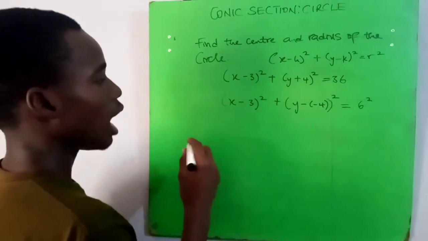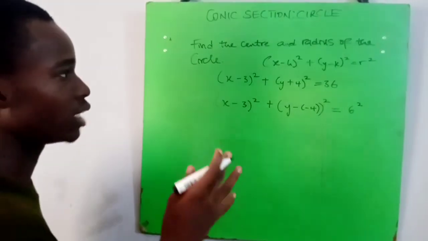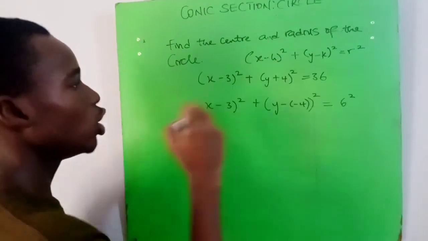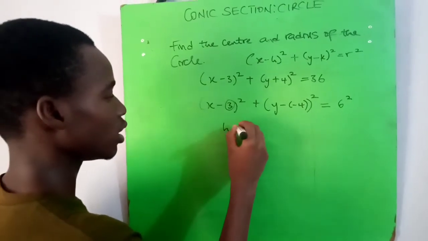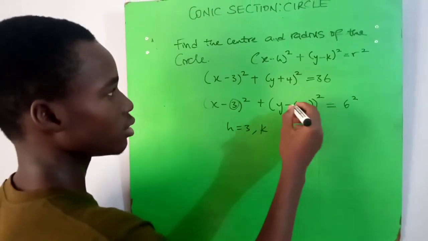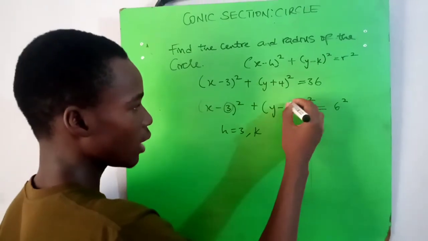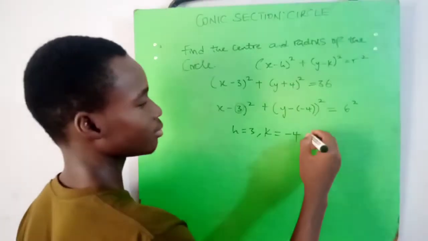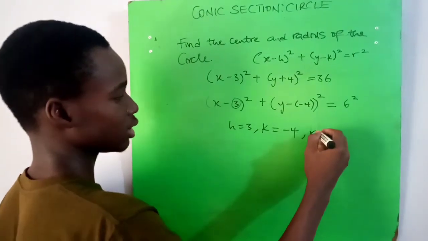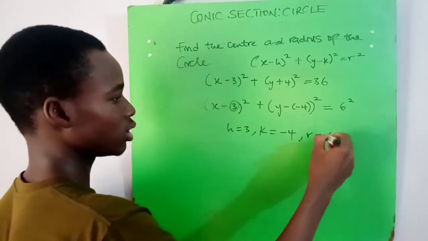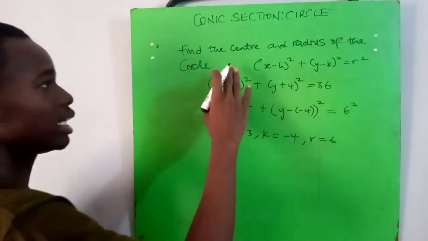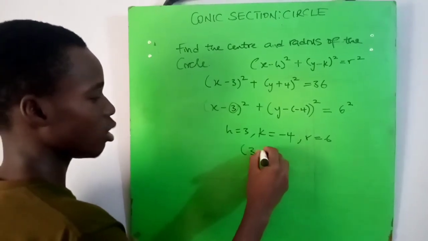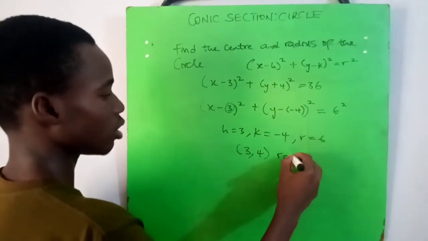So now from here we can get our h, k and r. We have x minus h. Immediately after the negative sign, we have our h. So what's our h here? Our h is 3. h equals 3. Our k, immediately after the negative sign, is our k. Our k is minus 4. And now what's our r? Our r is not 36. r squared is 36. Our r is 6. So we have succeeded in finding the center and the radius of the circle. So we can write it as 3, minus 4, and the radius equal to 6.